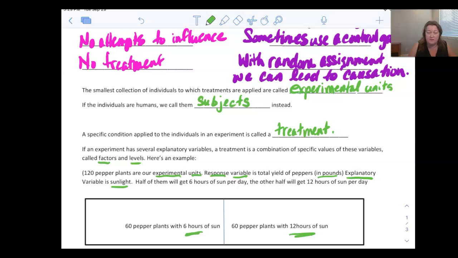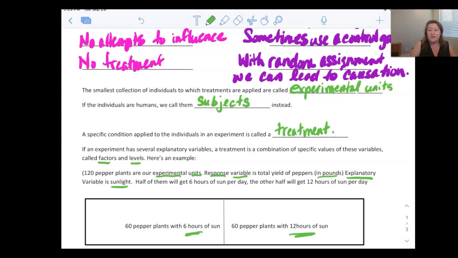Experimental units are the plants themselves. Explanatory variables are the thing that is leading to the other thing, right? So the X that leads to the Y. So does sunlight lead to higher yield? So sunlight is the EV, the explanatory variable. The response is how much weight of the peppers do we get from this?